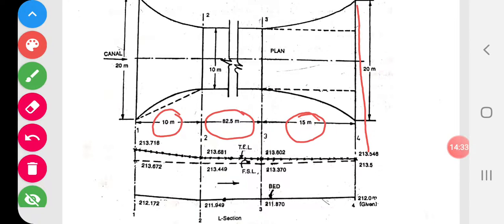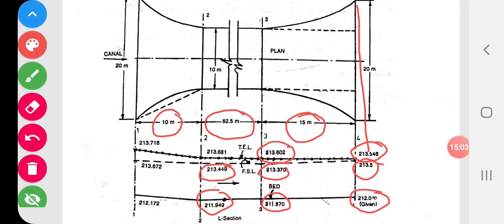Here what we are going to do is, at section 4, what is the bed level, what is the water level, and what is the total energy level, these are going to be determined. After that at section 3, the bed level, the water level, and the total energy level are to be determined. And at section 2, the same. And at section 1, again the bed level, the water level, and the total energy level.